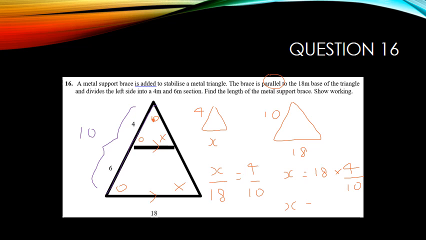Now we can simplify that, so 18 times 4 is 72, divided by 10, 72 divided by 10 is just 7.2, and be sure you put your meter symbol in there, and then you're done.